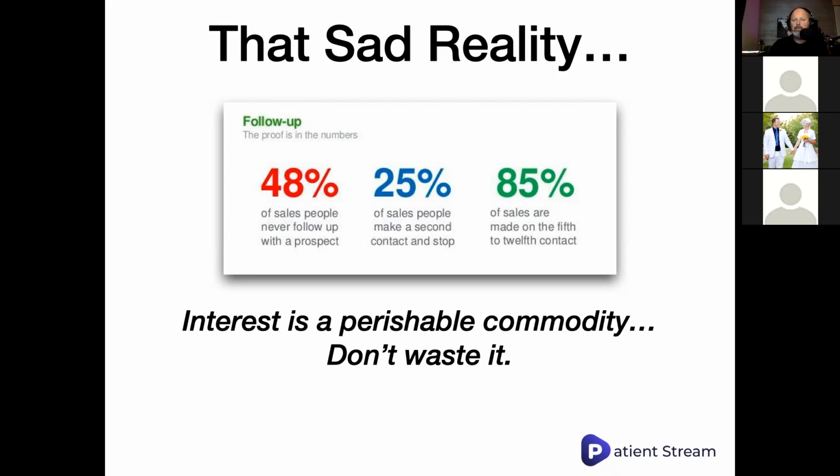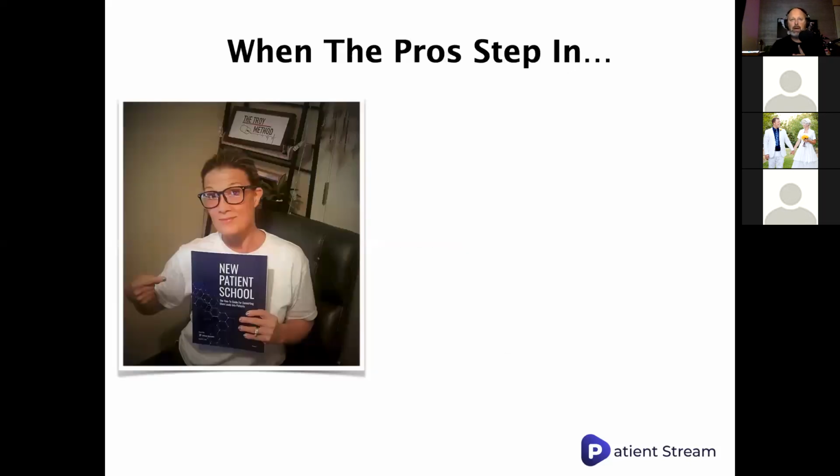Okay. It's math. Now, the sad reality is, again, I've seen this in hundreds of clinics, where the follow-up process is neglected, not understood, whatever the case may be. And those leads are wasted right out of the gate. But I want to show you what happens when the pros step in.